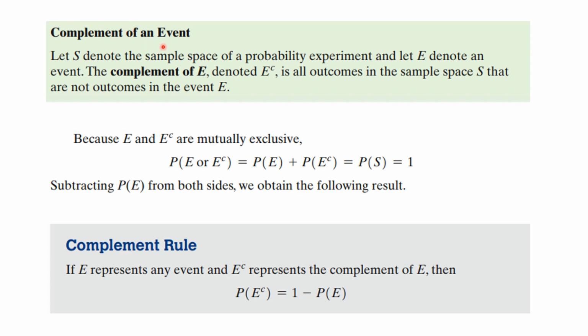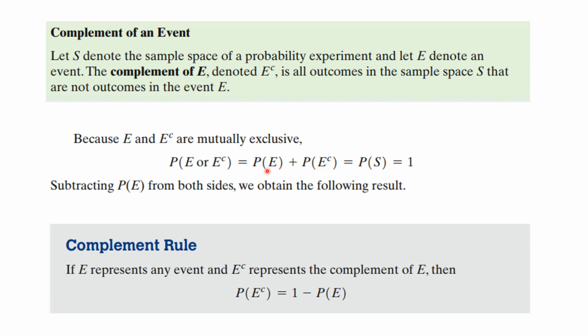The complement event is like the complement of the set. So let S denote the sample space for the experiment, and E is an event within S. Then the complement of E, denoted by E with an exponent C, is all outcomes in the sample space that are not outcomes in the event E. Now, because E and E's complement are mutually exclusive, they are disjoint, there's nothing in the intersection, the probability of E or the complement of E, that's going to be the union, that's the entire sample space, is 1.